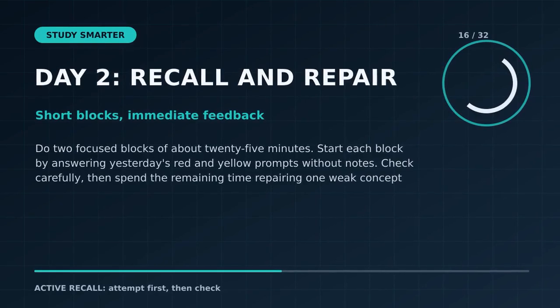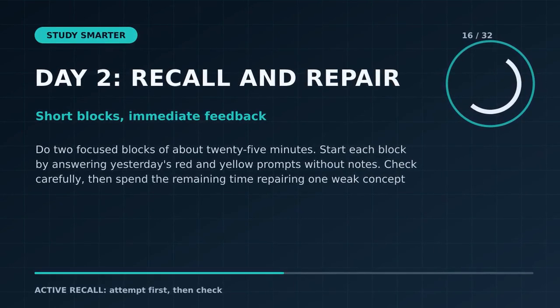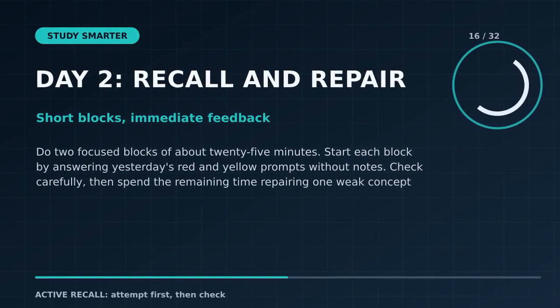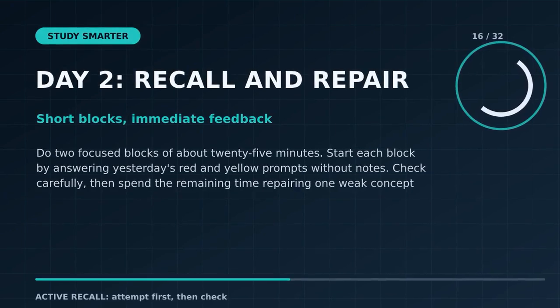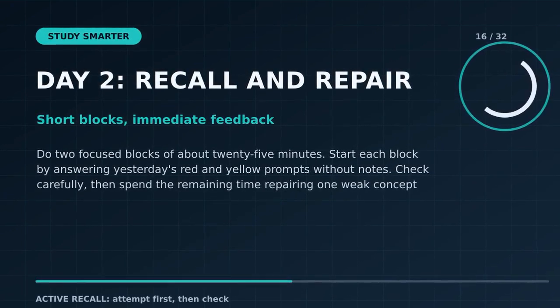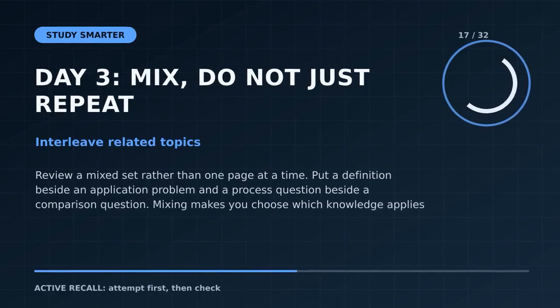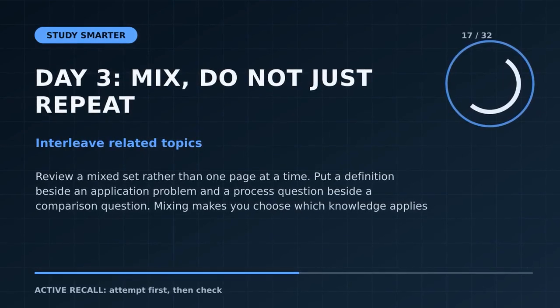Do 2 focused blocks of about 25 minutes. Start each block by answering yesterday's red and yellow prompts without notes. Check carefully, then spend the remaining time repairing one weak concept with the source material. End by creating 2 or 3 new questions from that repair. You are building practice from the exact thing that failed. Review a mixed set rather than one page at a time.